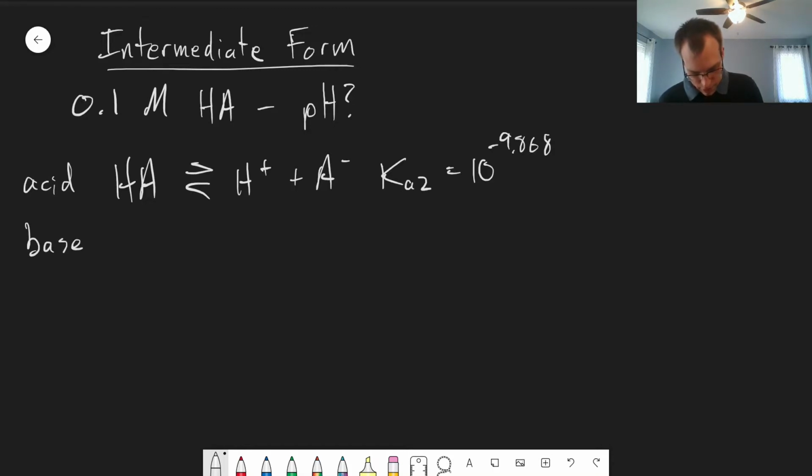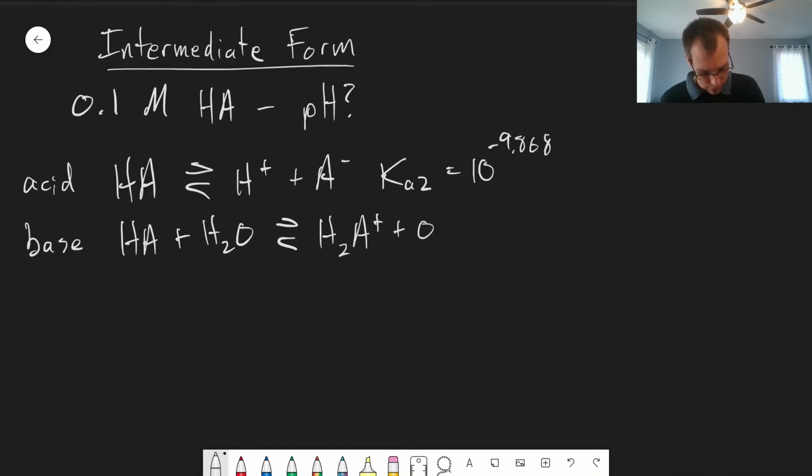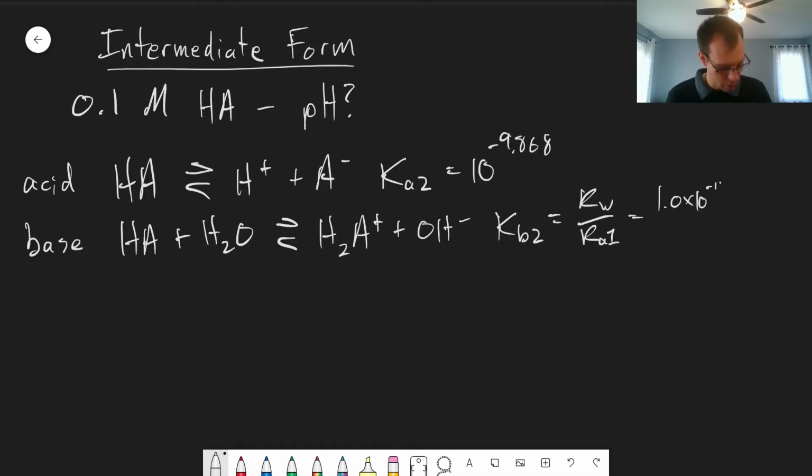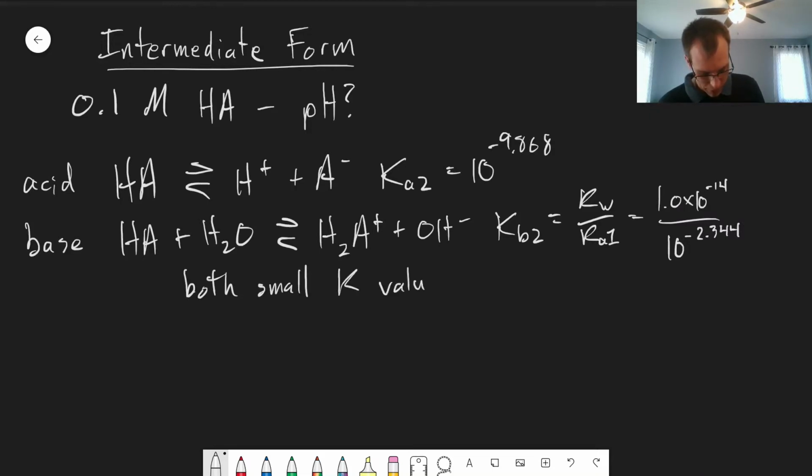And then we also have the base, which is the same species acting as a base. So it can form the protonated form H2A plus hydroxide, and that'll be governed by Kb2, which is equal to Kw over Ka1, which is 1.0 times 10 to the negative 14 divided by 10 to the negative 2.344. What we can see here, if we went through both these calculations, is that these are both small K values. So HA is a pretty weak acid, but it's also a pretty weak base.